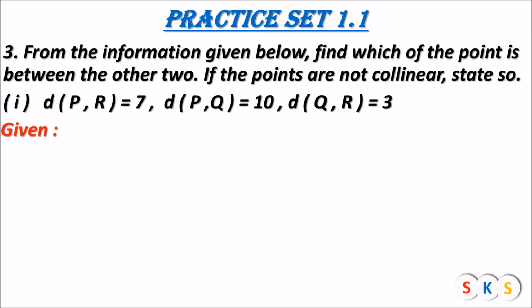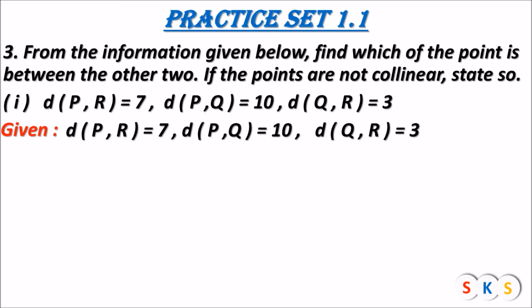So what is given here? Distance PR equals 7, distance PQ equals 10, and distance QR equals 3. Using these 3 distances, we have to check whether the points are collinear or not. If they are collinear, then which point will lie between the other two? That we need to find out.